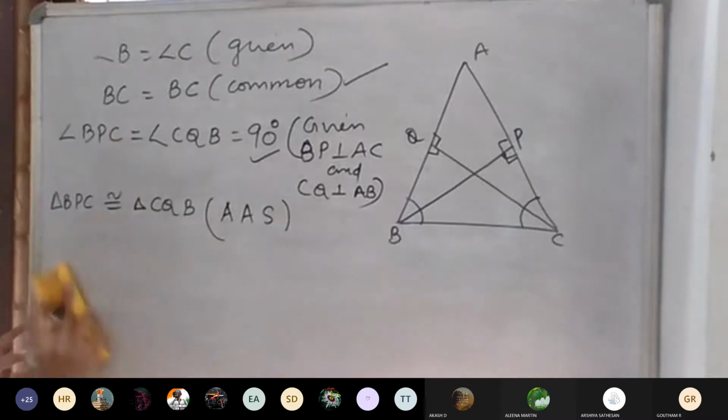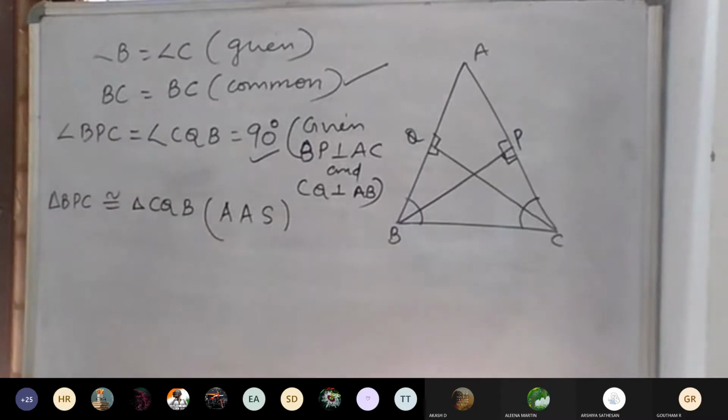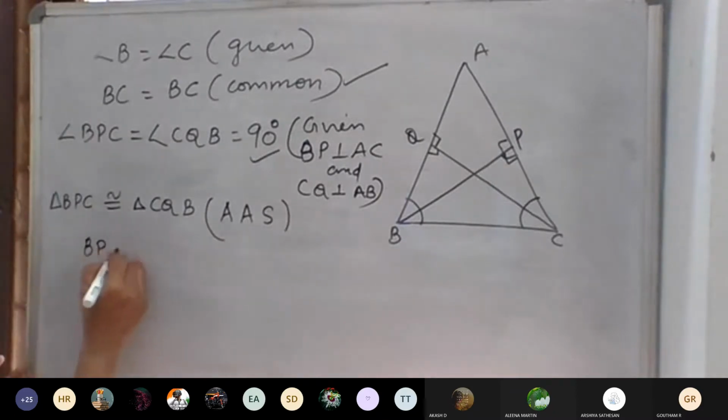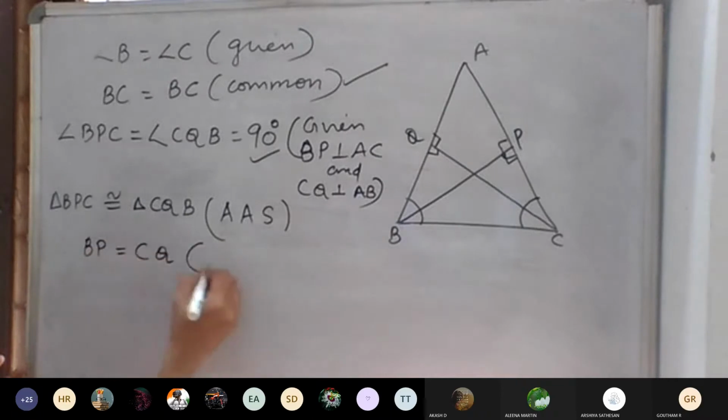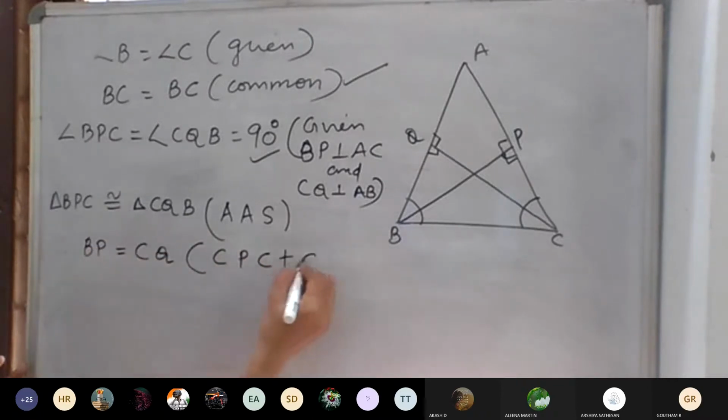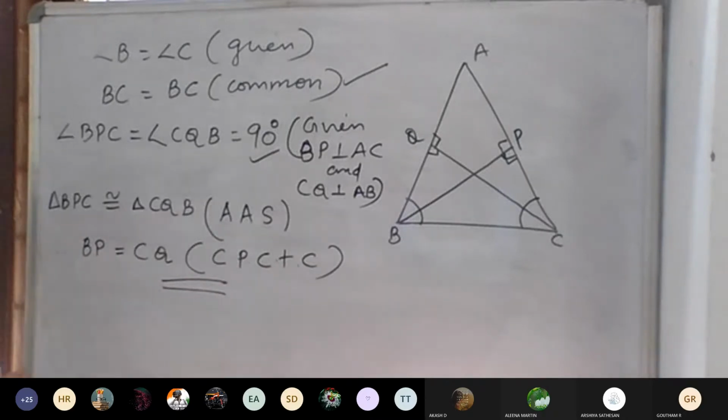So next, if two triangles are congruent, what do we have to prove? To prove BP is equal to CQ. So directly we can write: therefore, BP is equal to CQ, by CPCTC, corresponding parts of congruent triangles are congruent. Hence proved.